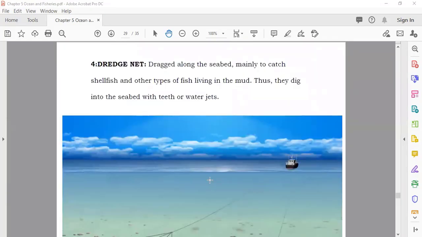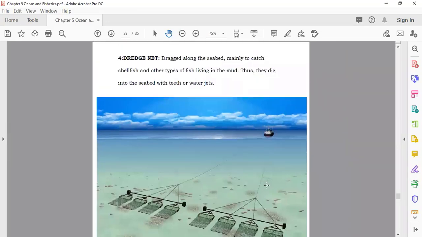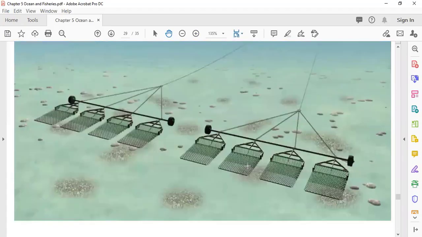After that, you have the dredge net. Now, this dredge net is like a combination of different nets. You can see in the diagram here, they are a combination of different nets. You can see one here, one here, one here, one here. All of them attach to a big rod, and it has a wheel structure, and they're all attached with one rope here.